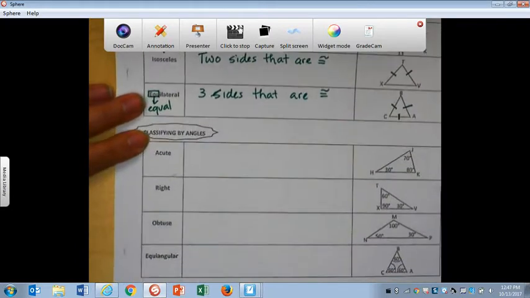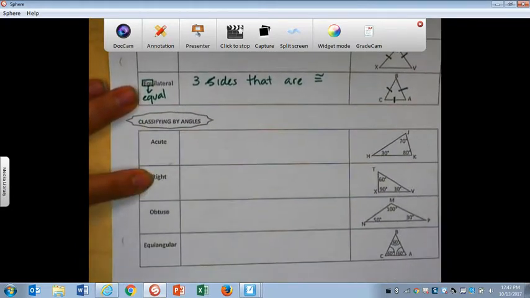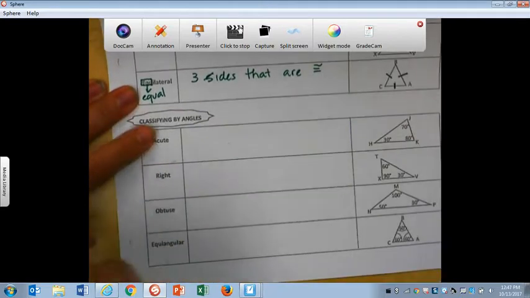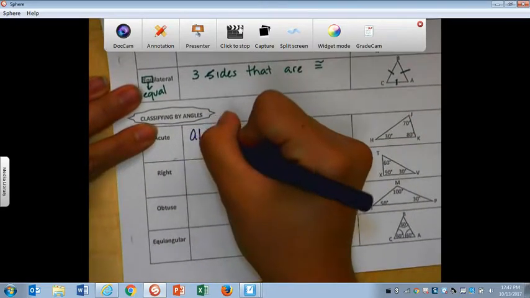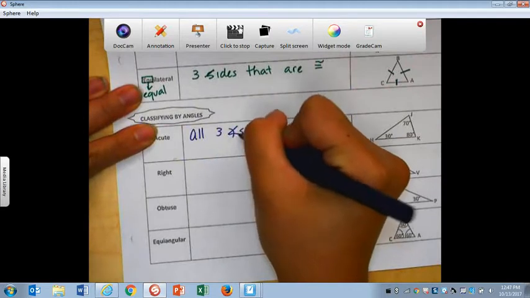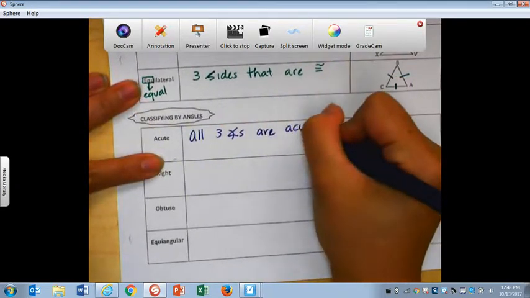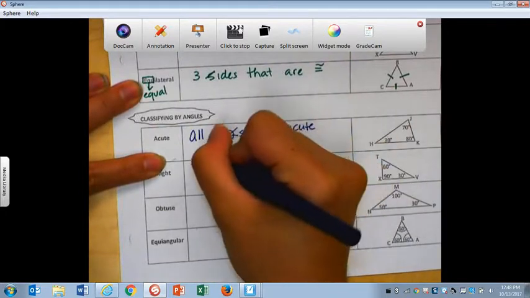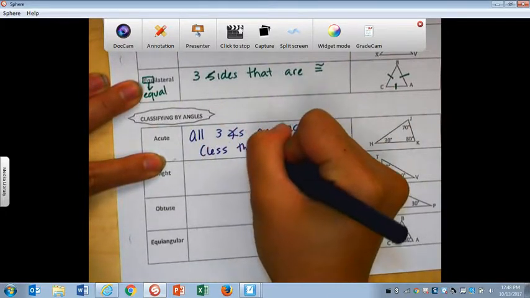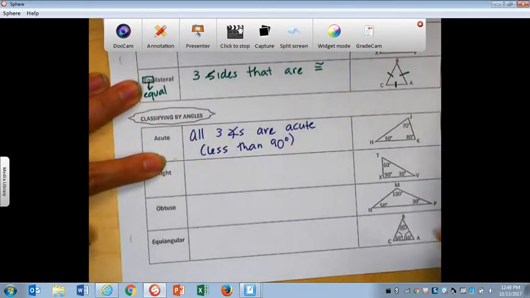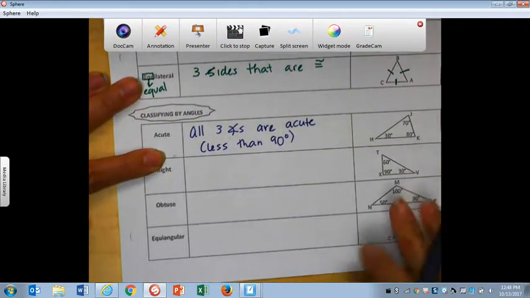Now, for classifying angles, acute. You all know what acute is, right? So you have all three angles are acute, which basically means less than 90 degrees. So here you have 30, 70, and 80.